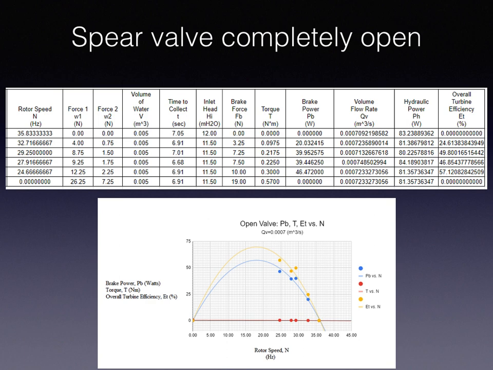Now below, you will see our graph. This graph is a bell curve graph. This graph displays the brake power, torque, and turbine efficiency versus rotor speed on the x-axis.